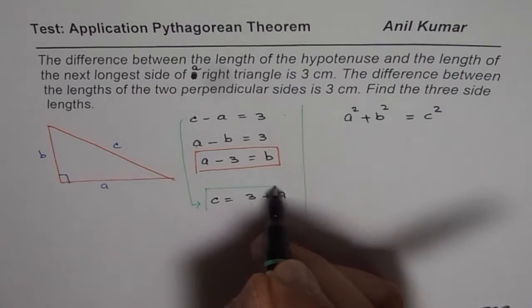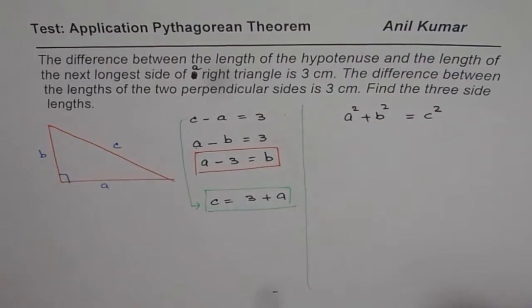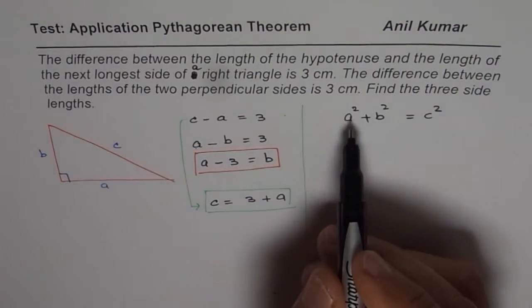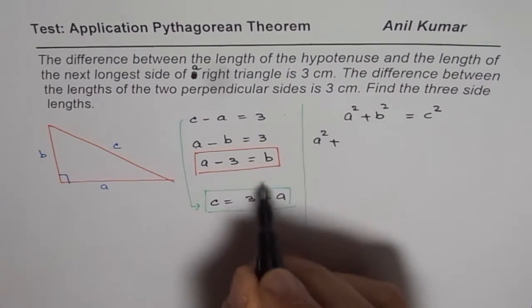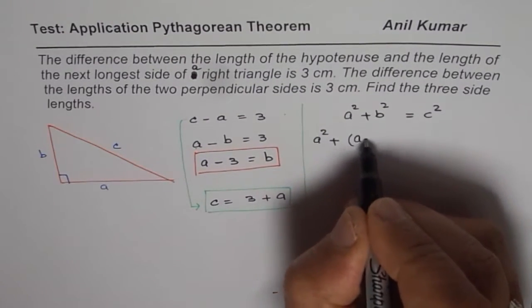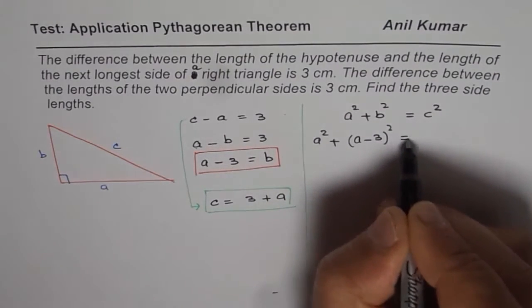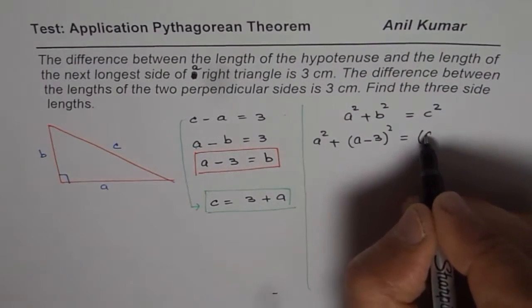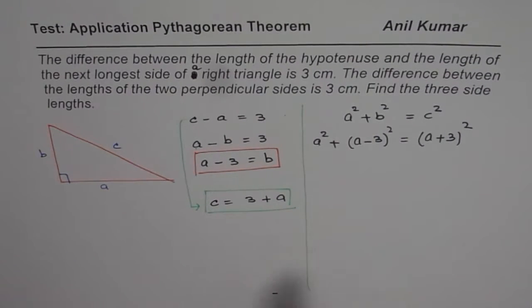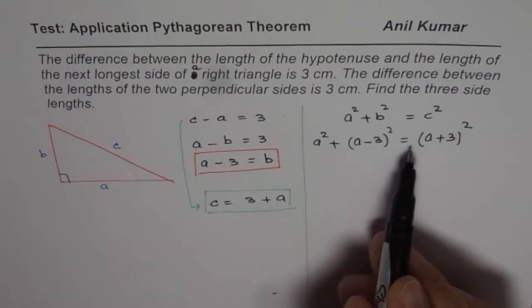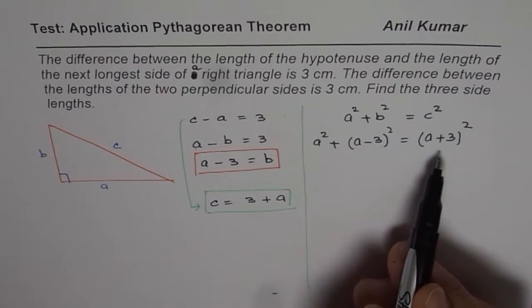So that is the strategy which will help us to solve this particular question. So we'll maintain a as such. So we have a square plus, instead of b, we'll write a minus 3 whole square, and instead of c, we'll write a plus 3 whole square. Got the idea? So we have got terms in terms of a only. Now it is simpler to solve.